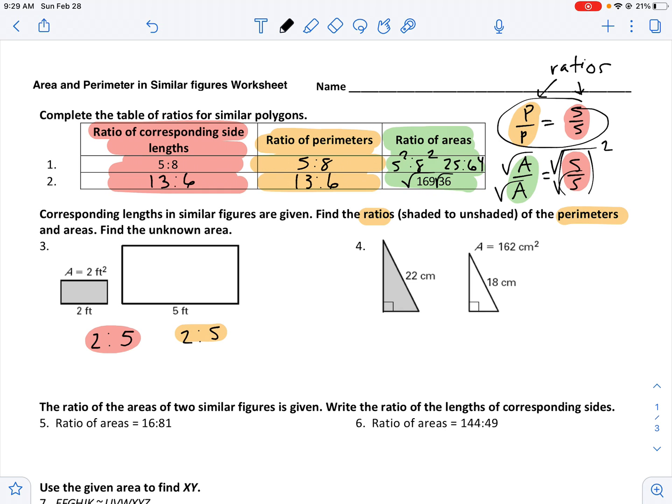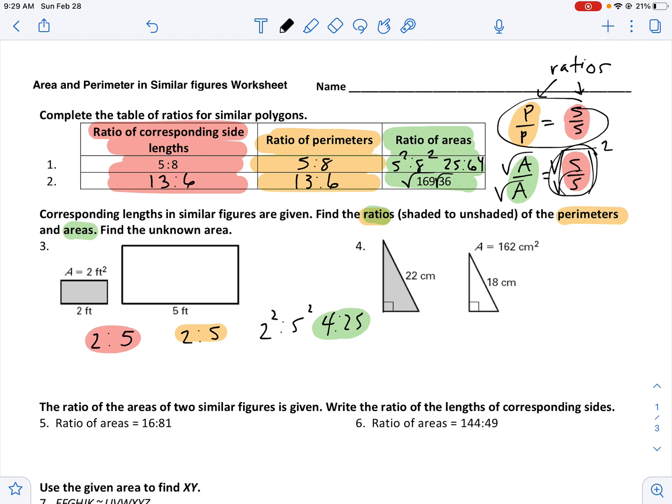Then it says find the area ratio. Well, we know that that's just the side ratio squared. So it's going to be 2 squared to 5 squared, or 4 to 25. There is your area ratio.